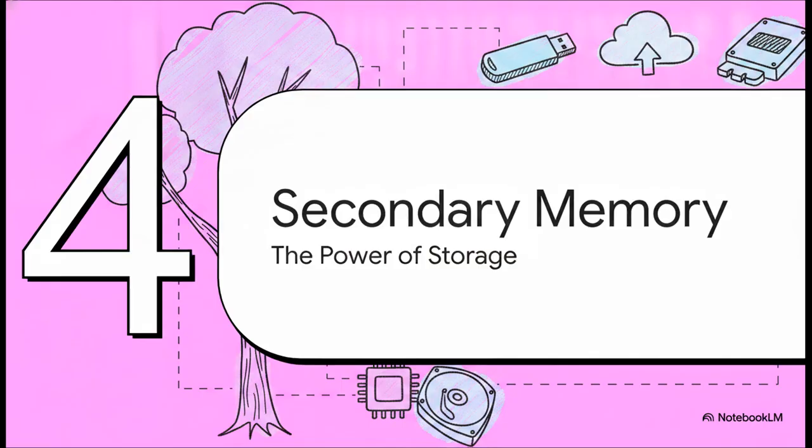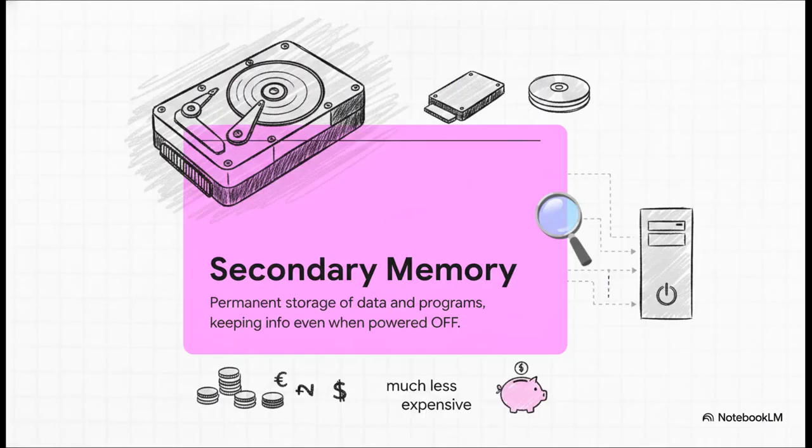Section 4. The power of secondary memory. Let's jump back to our other main branch from earlier. If primary memory is the active workspace, secondary memory is where our digital files live permanently. It's used for permanent storage of large amounts of data and programs, even when the computer is switched off. It's non-volatile. Now, it is slower, and the CPU accesses it indirectly, but it makes up for that by boasting massive storage capacities and being super cheap.